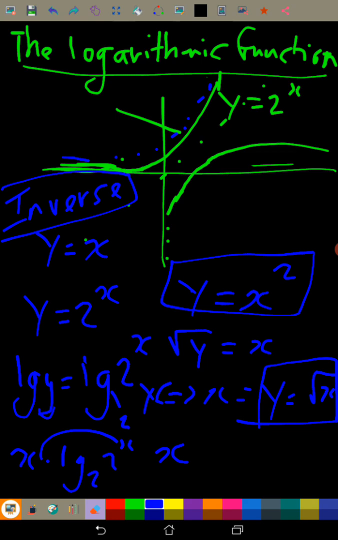And we'll look at these rules. There are plenty of rules. So to get this inverse, we have to use log. When you have a power function, you have to use log to get the inverse. So this inverse function is known as a logarithmic function.